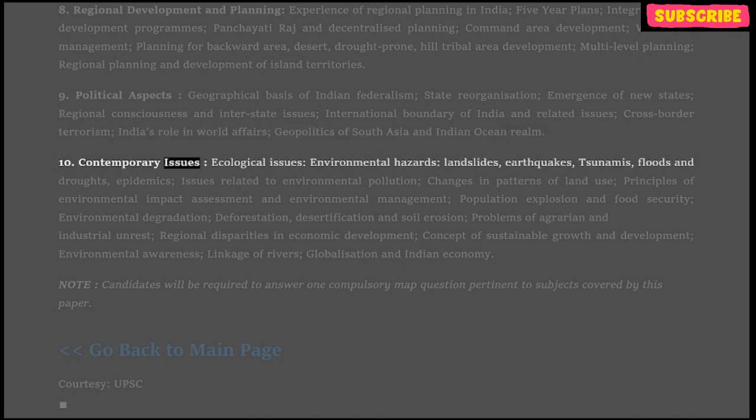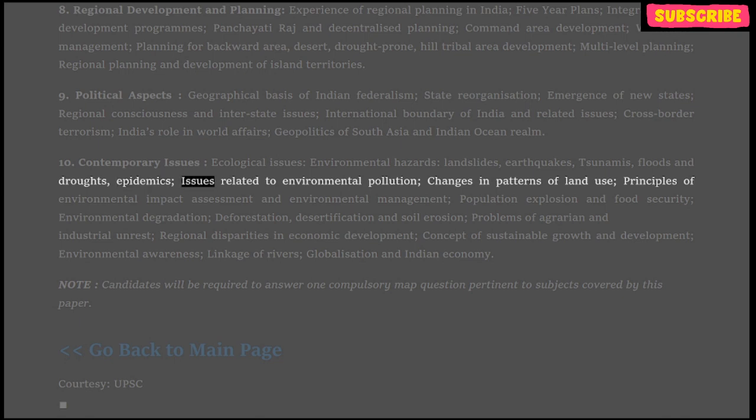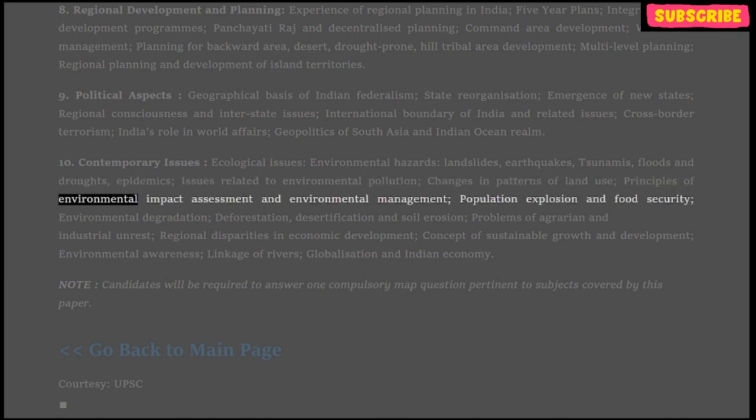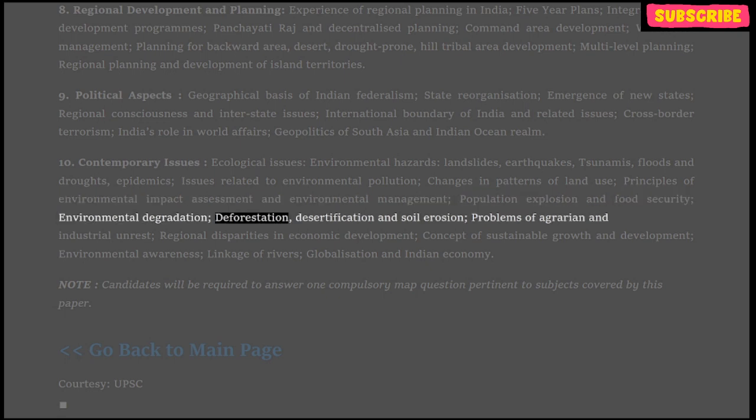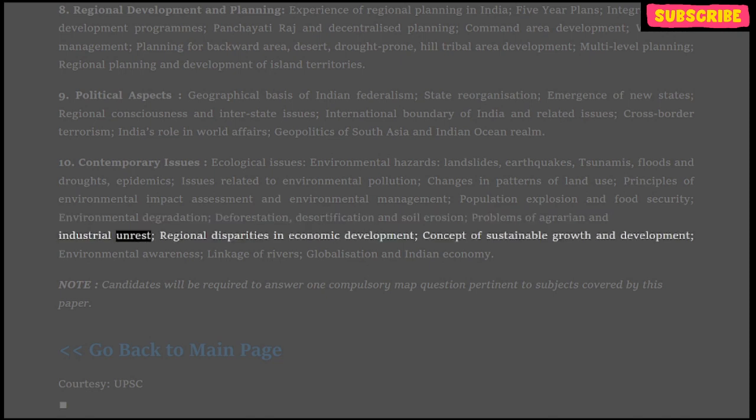10. Contemporary issues. Ecological issues, environmental hazards, landslides, earthquakes, tsunamis, floods and droughts, epidemics, issues related to environmental pollution, changes in patterns of land use, principles of environmental impact assessment and environmental management, population explosion and food security, environmental degradation, deforestation, desertification and soil erosion, problems of agrarian and industrial unrest, regional disparities in economic development, concept of sustainable growth and development, environmental awareness, linkage of rivers, globalization and Indian economy.